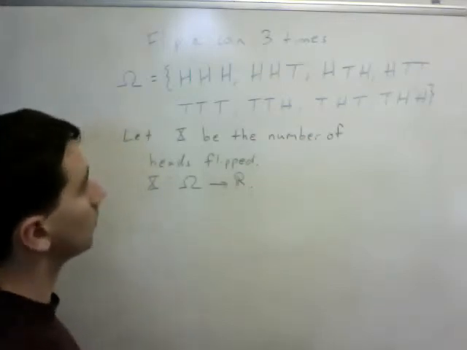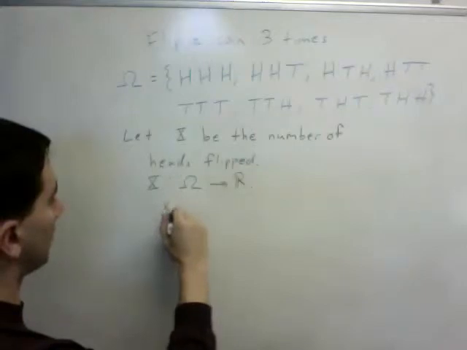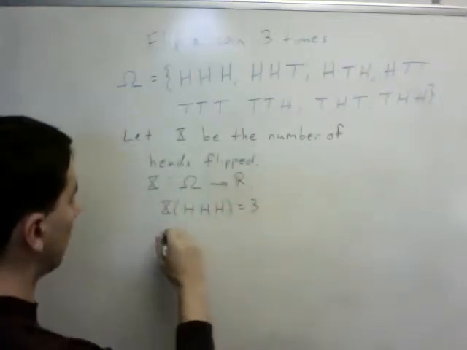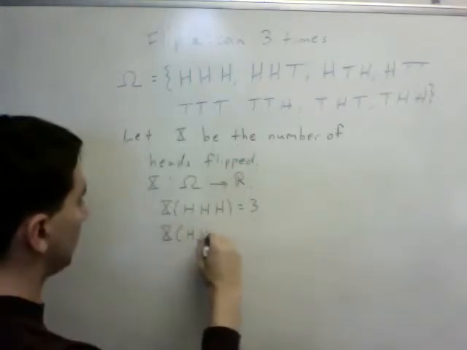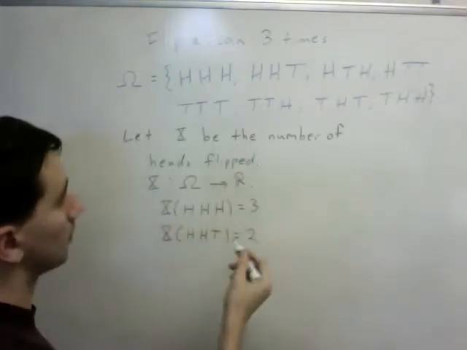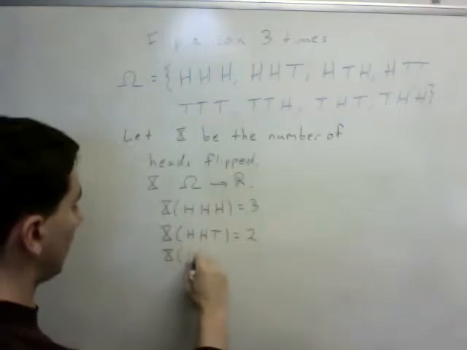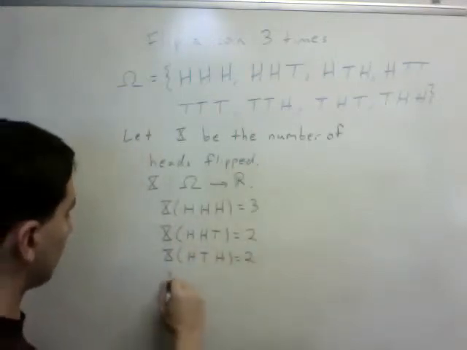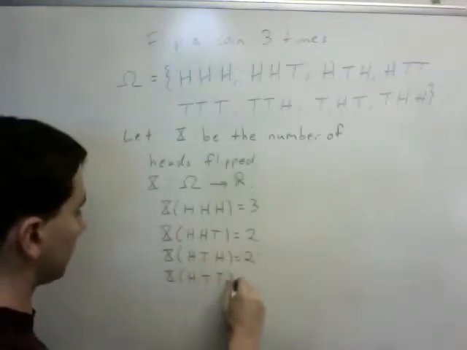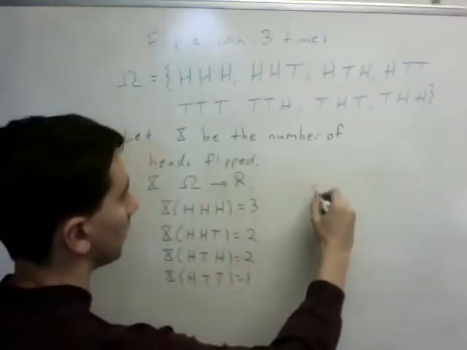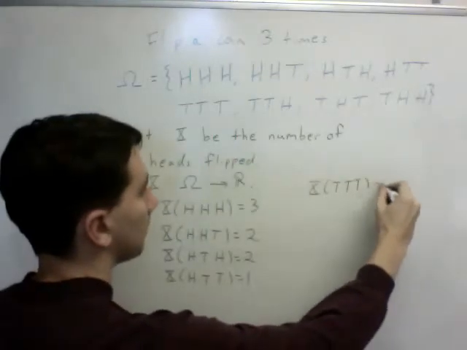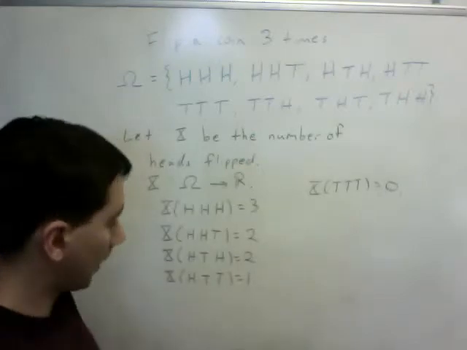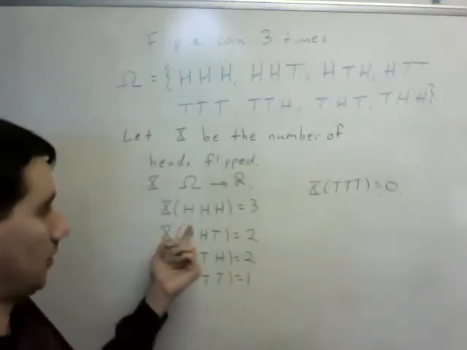Okay, so what is X? Well, we can define X point-wise. X of heads heads heads equals 3. X of heads heads tails equals 2. X of heads tails heads equals 2. And so on. X of heads tails tails equals 1. And maybe we'll do X of tails tails tails equals 0. You could just figure it out for each point. You just count the number of heads in the sequence.